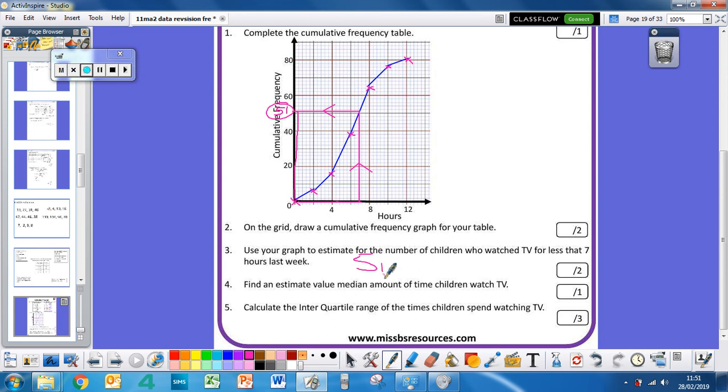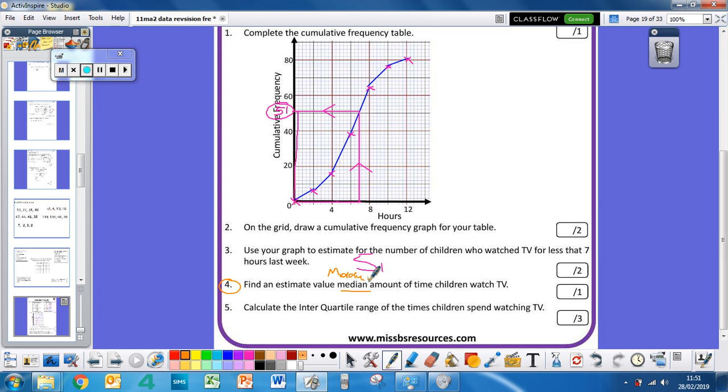One way of using the cumulative frequency graph. The next one here, that's labelled as part 4 of this question. We just change to a different colour for this one. It says find an estimate for the median amount of time children watch TV. The median, remember, median is middle.